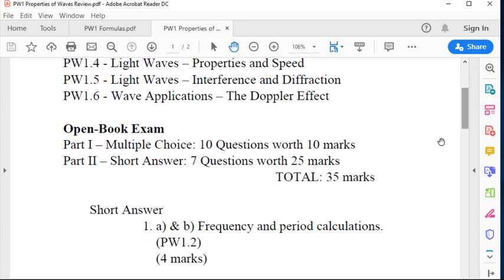So multiple choice, there'll be 10 questions worth 10 marks. Short answer will be 7 questions worth 25 marks for a total of 35.